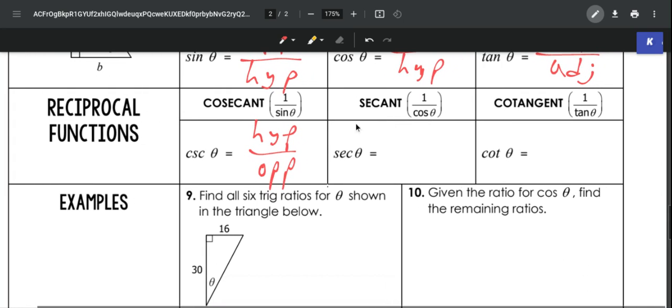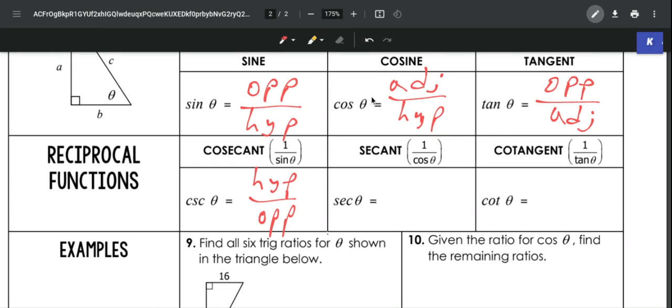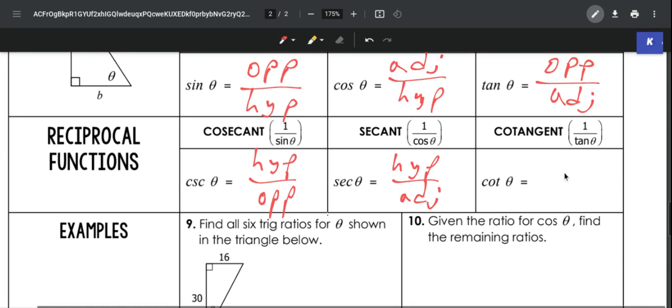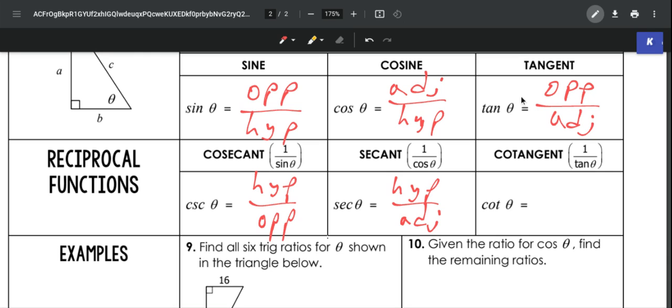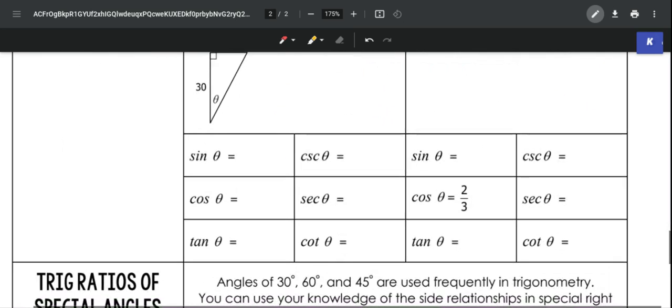Secant goes with cosine. Secant is the reciprocal of cosine. So if cosine is adjacent over hypotenuse, secant is hypotenuse over adjacent. And then cotangent is the reciprocal of tangent. So cotangent is adjacent over opposite. Pretty much once you find sine, cosine, tangent, you flip sine to get cosecant, you flip cosine to get secant, and flip tangent to get cotangent. Now we're going to look at some examples with this.